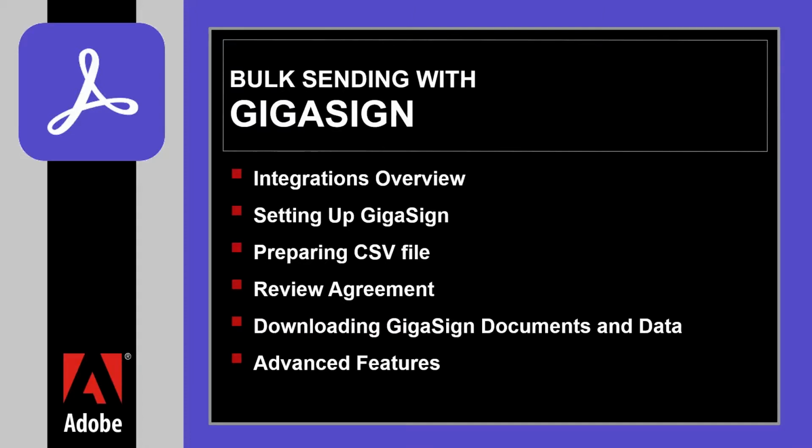GigaSign is another way that we can send bulk transactions using Adobe Sign. In this section, we'll do a quick introduction to what GigaSign is and where it differs from MegaSign. Then we'll go ahead and take a look at setting up our GigaSign, preparing our CSV file, and then running GigaSign. We'll then finish off this section with some management of those GigaSign transactions.